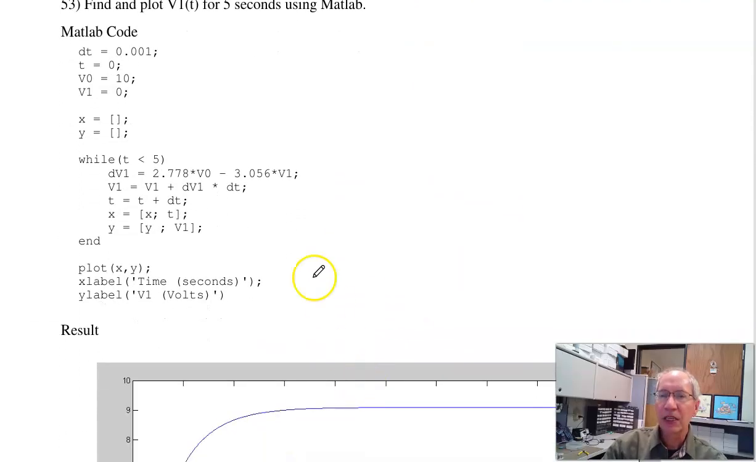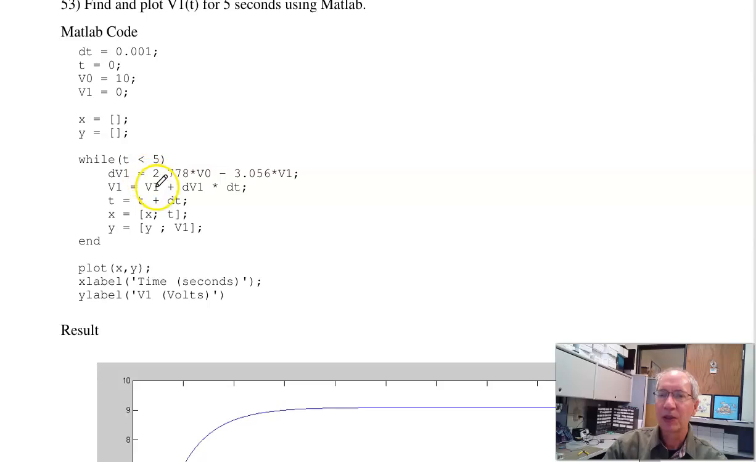So to do that, I'll have this code. I'll specify my integration step size, my initial conditions, some arrays for plotting. For 5 seconds, given V0, given V1, here's the derivative. That's dV1/dt, expressed as a variable that MATLAB's happy with. Once you know the derivative, integrate.